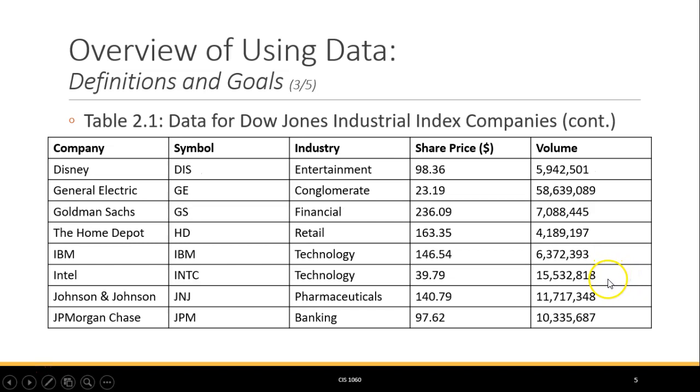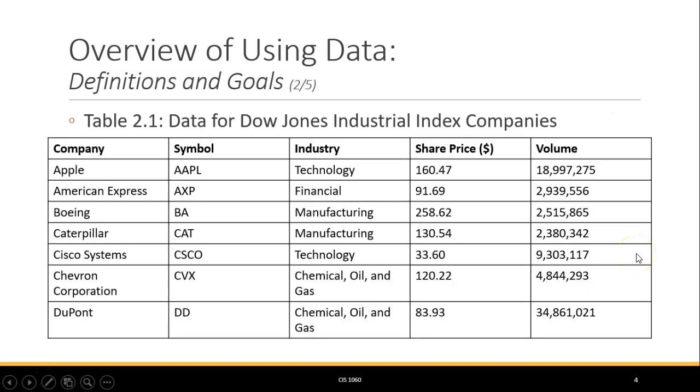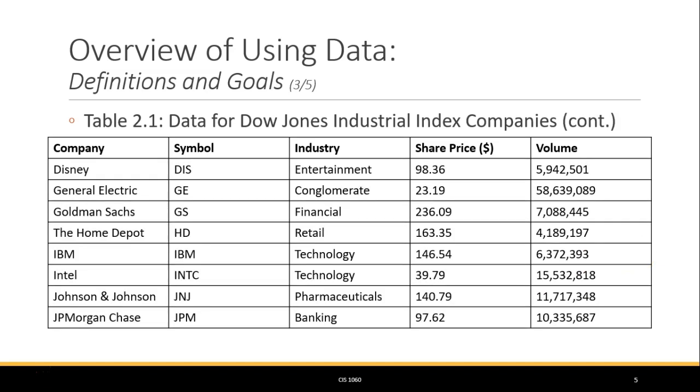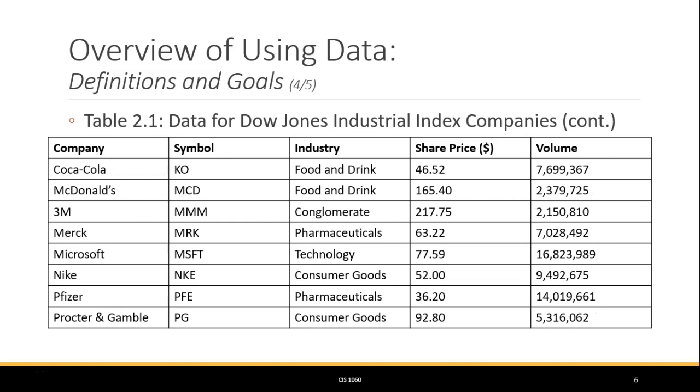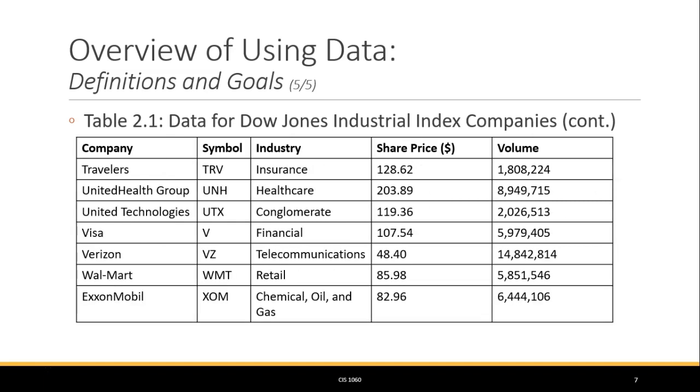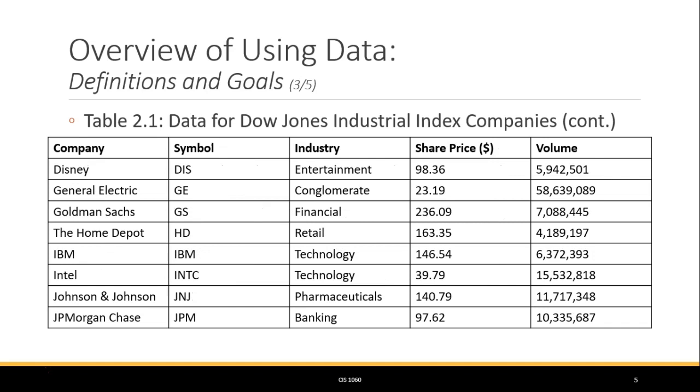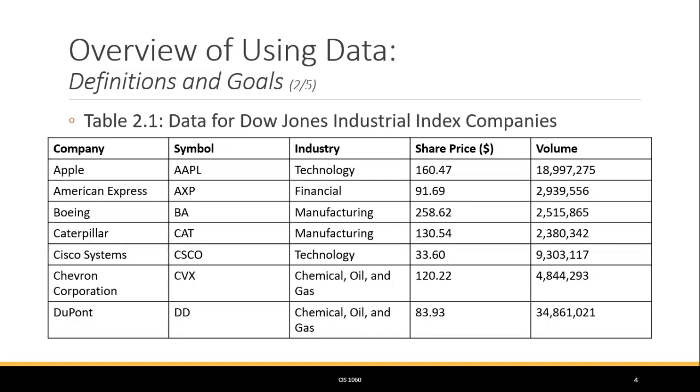Here's a continuation of that same data set. That is Table 2.1, by the way, in our textbook. It continues on for several slides here, but it just shows you that the data can go all the way from ExxonMobil, which is the last item, and if I come back a couple of slides, you can see that the first item is Apple Computers.